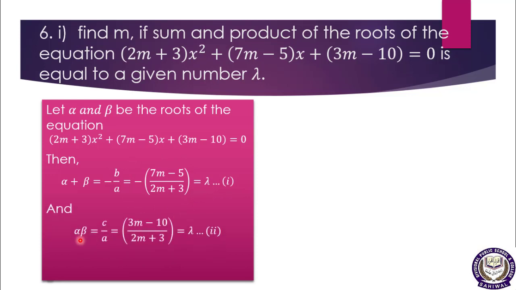And the product alpha beta, which is equal to c over a, will be equal to the constant term 3m minus 10 over the coefficient of x square 2m plus 3, as given in the question. The product of the roots of the equation should equal a given number lambda, so we put this equal to lambda and call this equation 2.